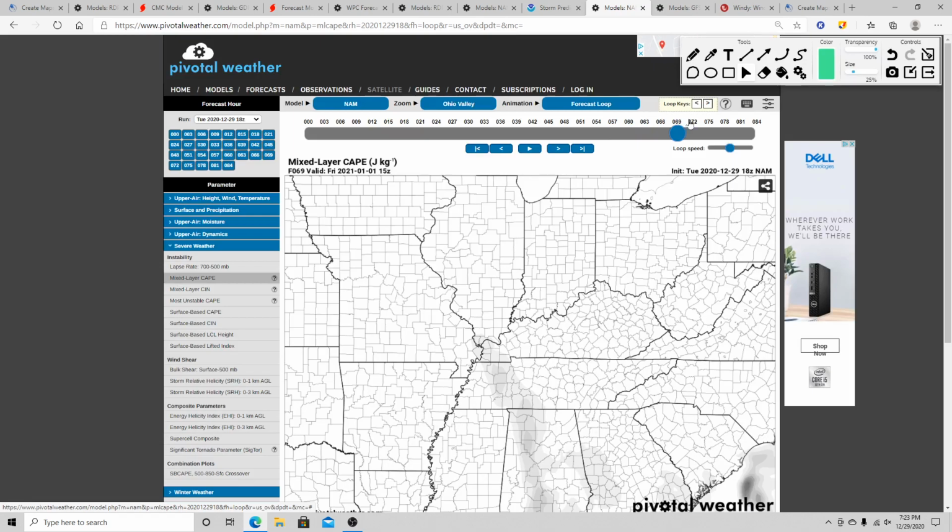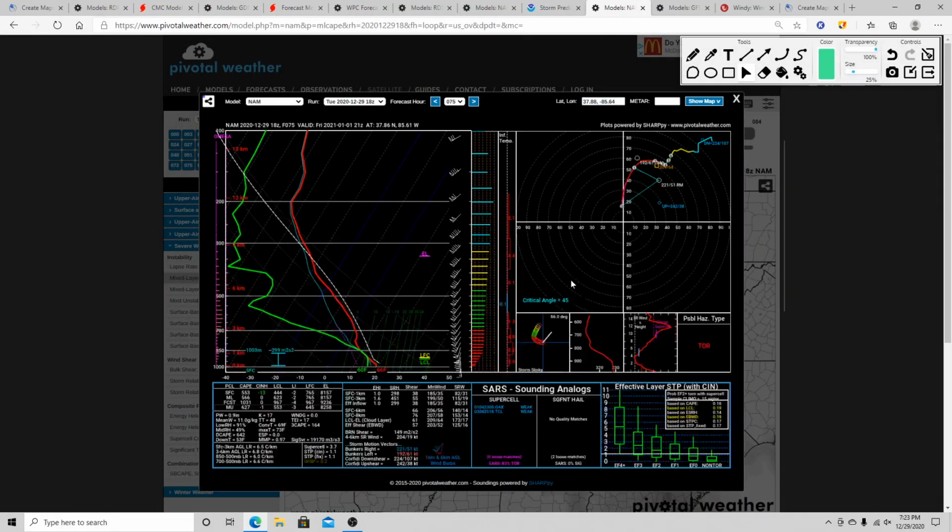And you can see here, we got some decent numbers near the triple point here across portions of Kentucky. 485 joules per kilogram of CAPE. You know, you got a pretty decent hodograph here, so that's good. Critical angle, that's a pretty good number there. A little bit lower tornado threat there. You still have a decent amount of wind shear there. CAPE is also a pretty decent amount. You do have a little bit less with wind direction with height.